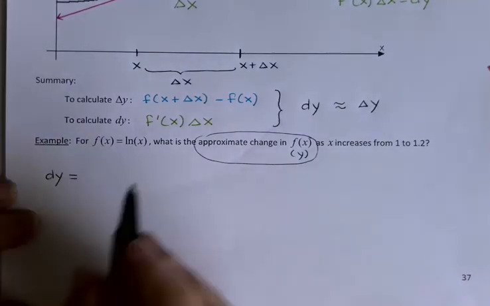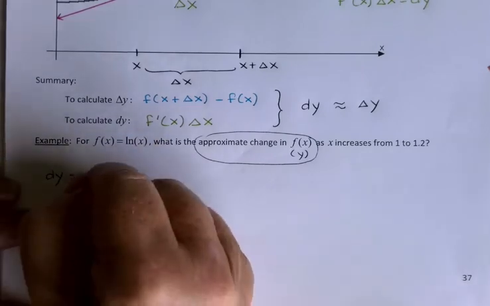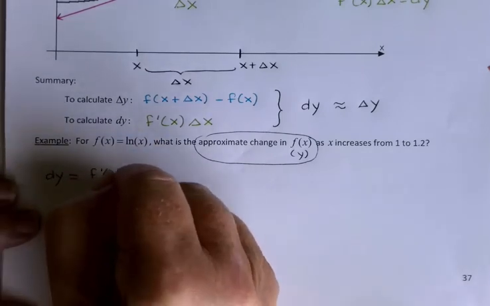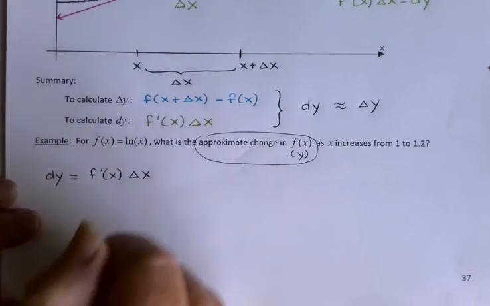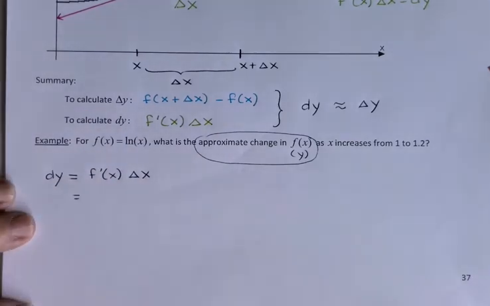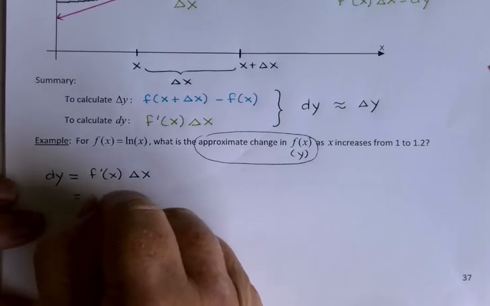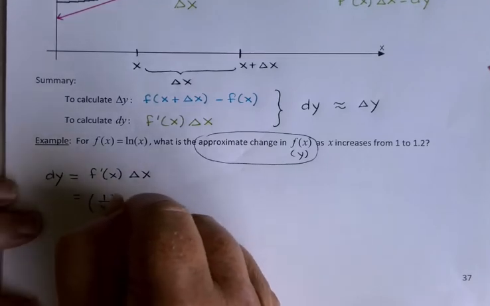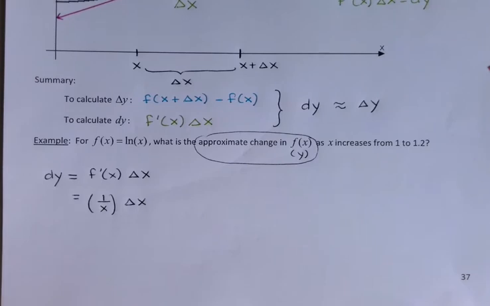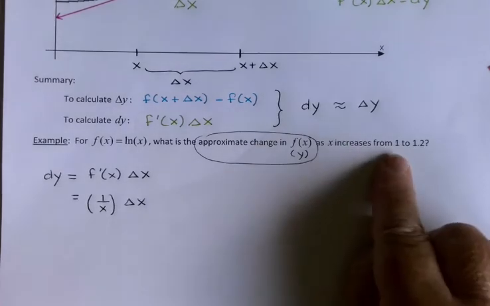And I calculate that by taking f prime of x delta x. In this case, the derivative, f prime of x, would be 1 over x, times delta x. And then I'm just ready to plug in my values. My values I can find over here.